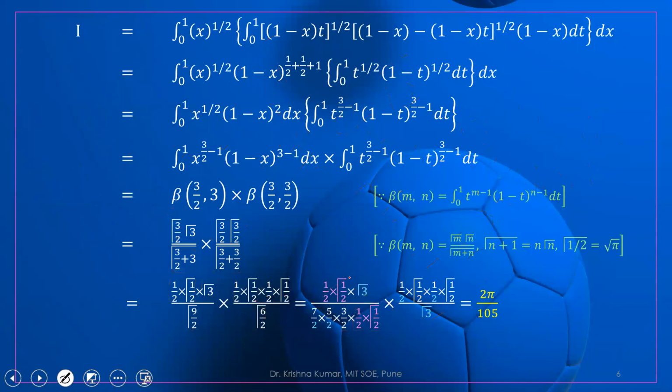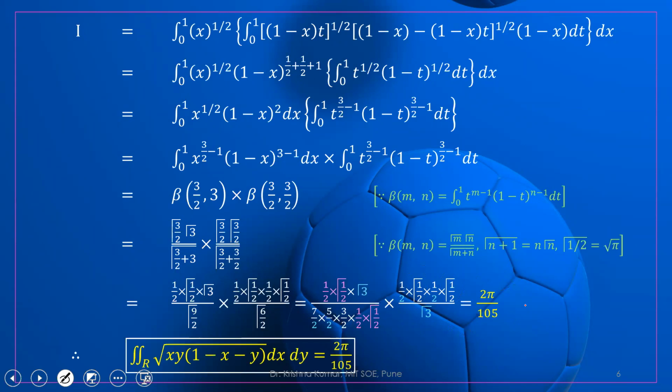And what we are getting next, what is remaining over here? Gamma 1 by 2, gamma 1 by 2. It is root pi into root pi. So this is pi. And again, this 2 will go outside to the numerator. So this will become 2 pi. And then the multiplication of 7 into 5 into 3 into 1. So 7 fives are 35, into 3 is 105. This is our answer.